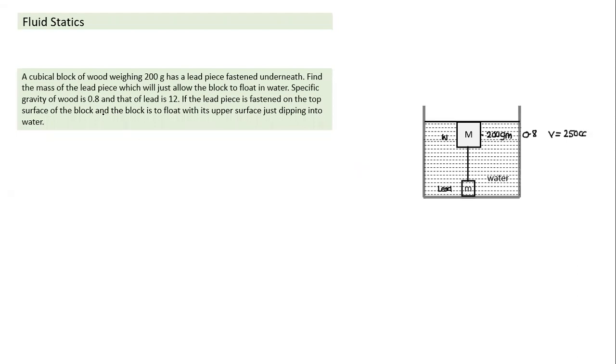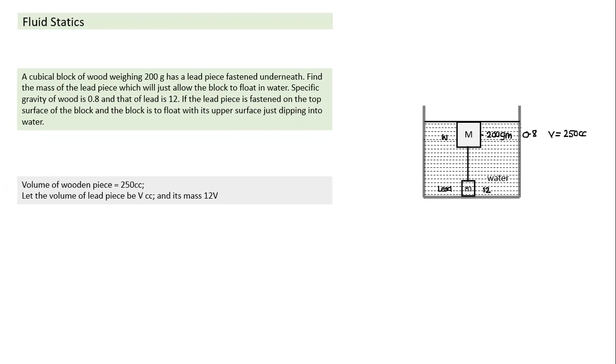What we need to find here is the mass of the lead. We need to find the value of m here, and its density also is given. Density is 12. How do we find this one? The net force on these two composite system has to be equal to 0. So the volume of the wooden piece we first find out, which is easy to find. And let the volume of the lead piece be V cc.